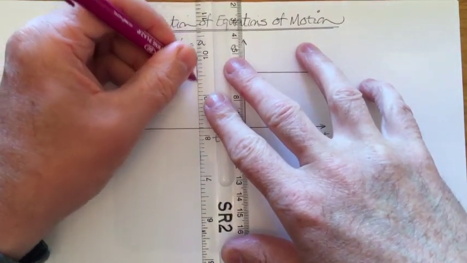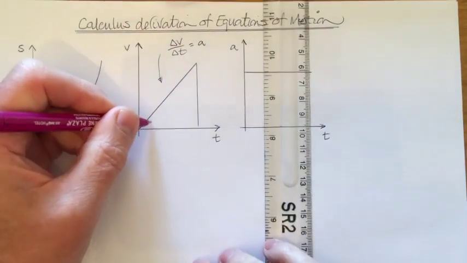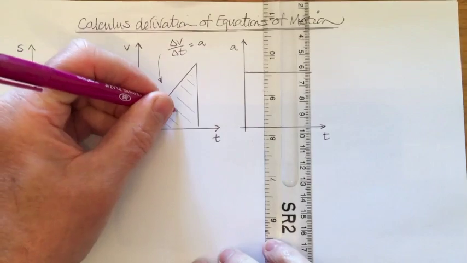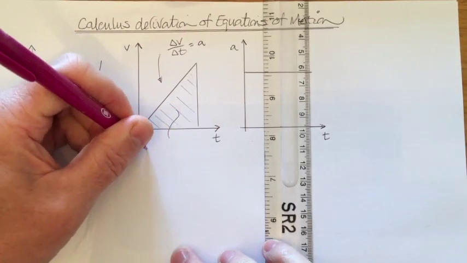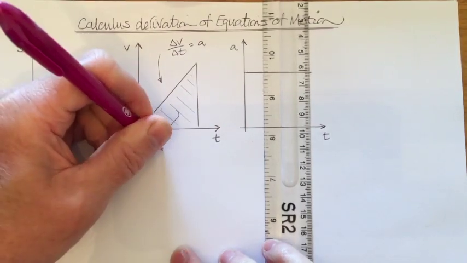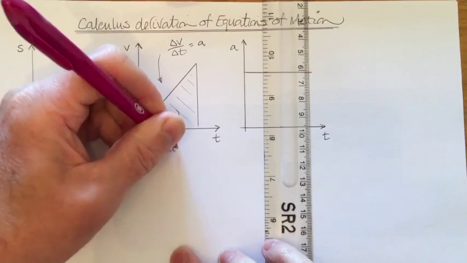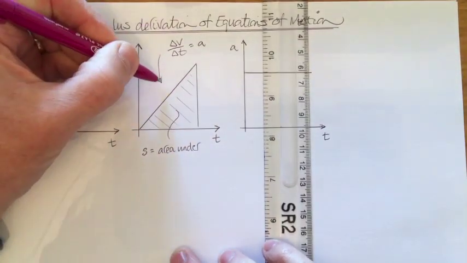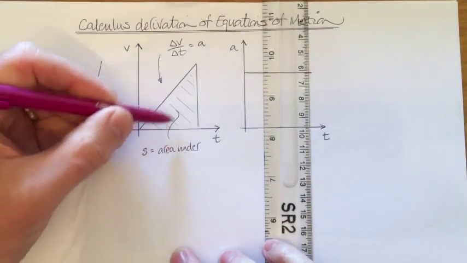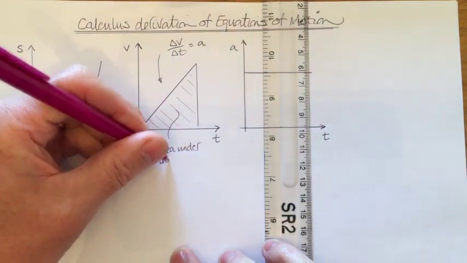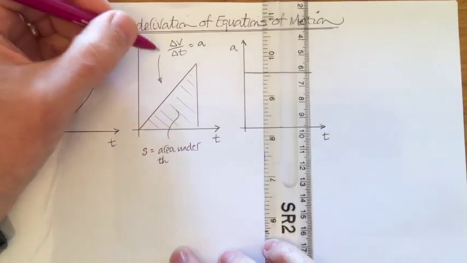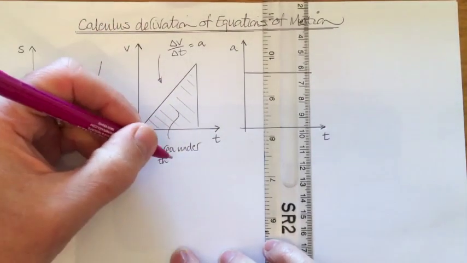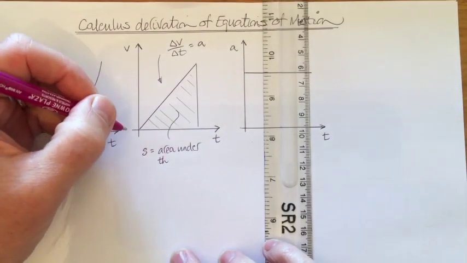The area under the graph gives us the distance gone, or the displacement. So the displacement is equal to the area under the graph. These two processes, finding the gradient and finding the area under the graph, is calculus. Differential calculus is finding the gradient. Integral calculus is finding the area under the graph.